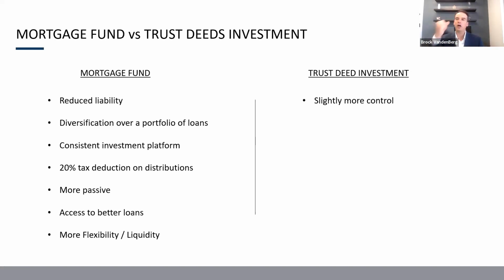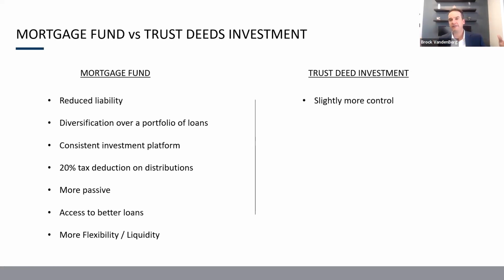Let's say you have $100,000 to invest. You can invest immediately, versus a trust deed where you have to wait and find a trust deed that has an allocation of $100,000, and you don't know when that's going to happen. When it comes time to take your investment out of a trust deed, you have to wait for that trust deed to pay off. That's different than a mortgage fund, where you submit a withdrawal and we get your funds back. So that's the big difference between a mortgage fund and a trust deed investment.